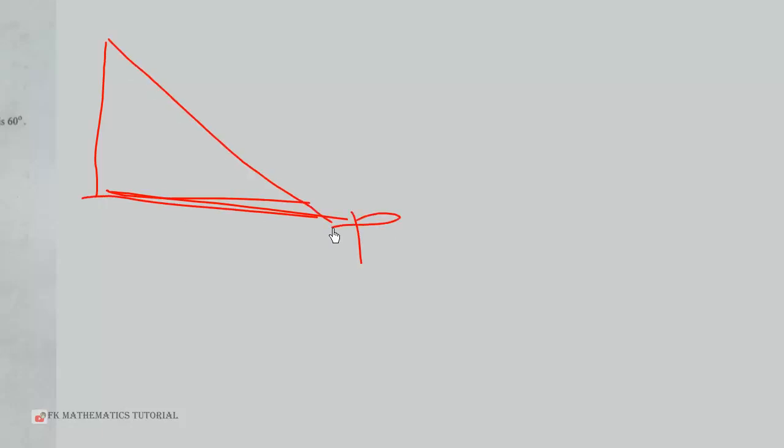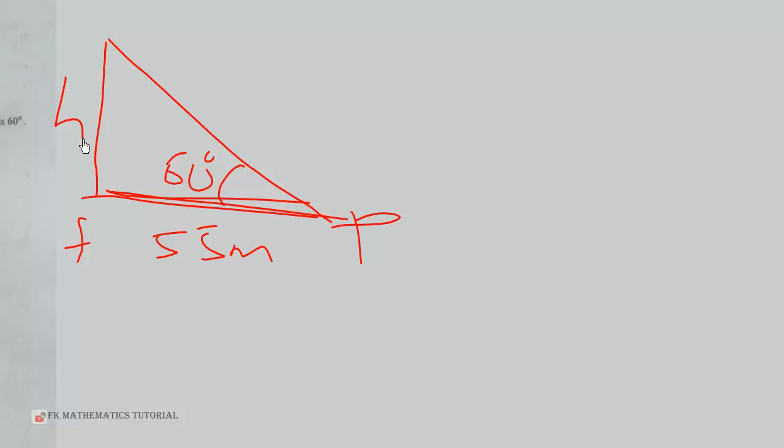So the angle of elevation of the top of a pole from a point P is 60 degrees. The distance from P to the foot, so the foot is here, is 55 meters. We have to find the height of the pole.